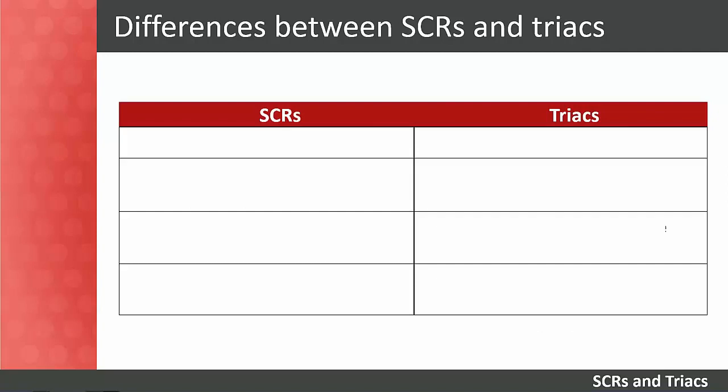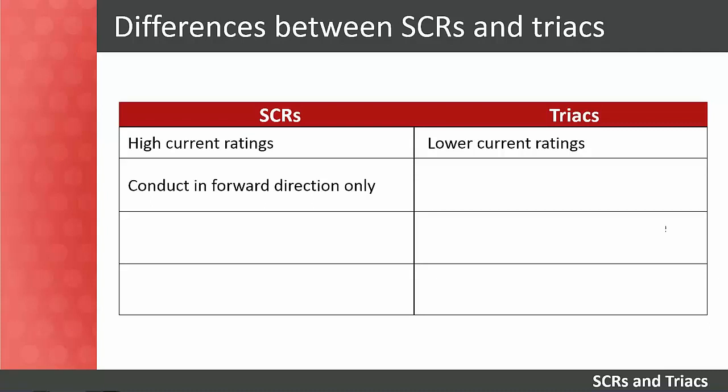Let's now look at a summary of the differences between SCRs and triacs. SCRs are available with high current ratings. Triacs are available with lower current ratings than SCRs. SCRs conduct current in the forward direction only. Triacs conduct current in the forward and reverse directions.